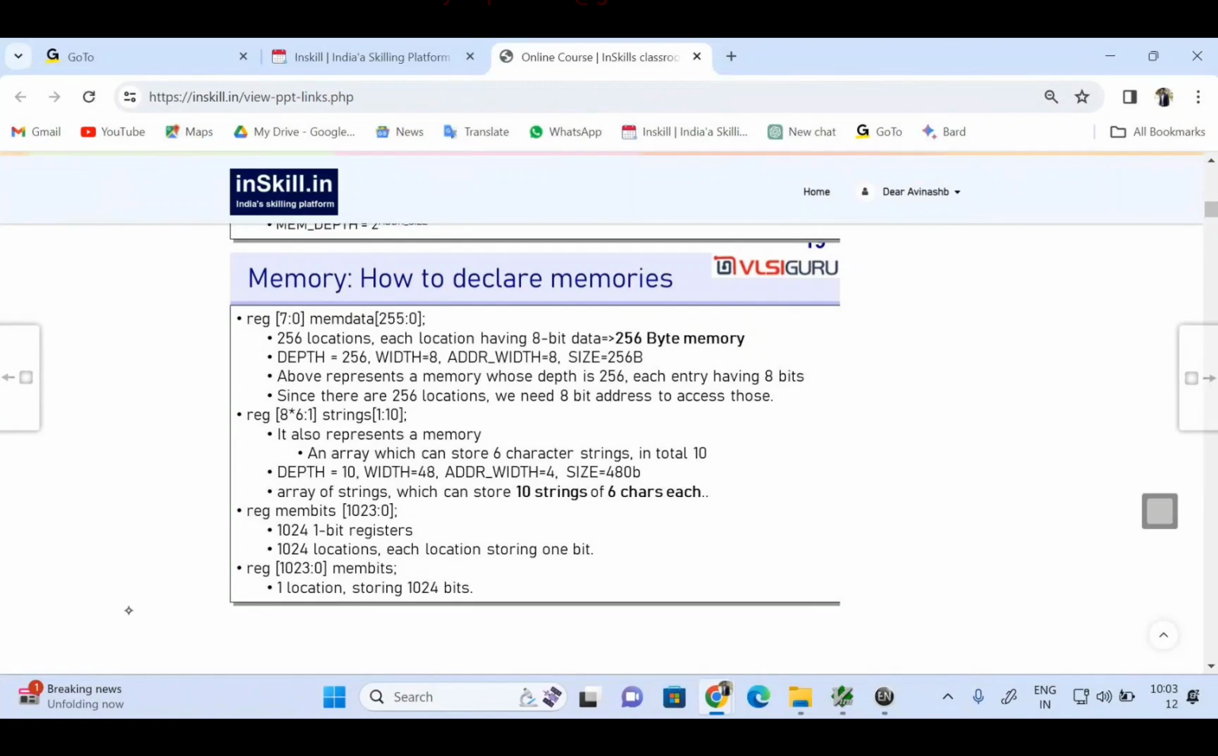The capital B represents bytes. The size of this memory is 256 bytes. So the above represents a memory whose depth is 256, with each entry having 8 bits. Since there are 256 locations, we need an 8-bit address to access them. How many address bits are needed to access this memory? 8 address bits.